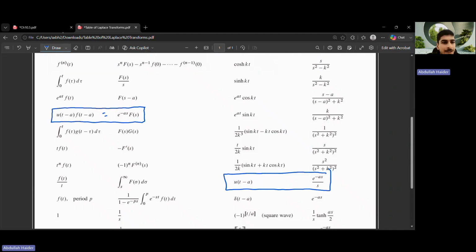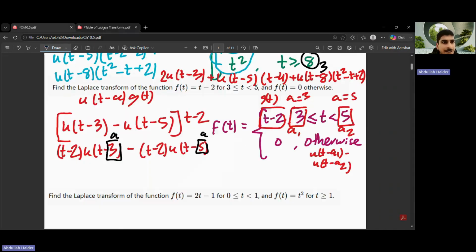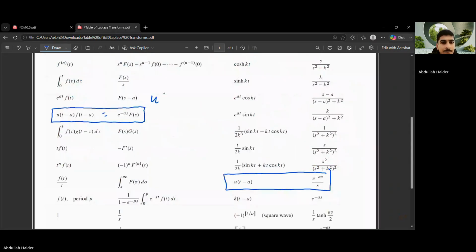But you might realize that here it's like u(t minus 3), and then your f(t). Basically, your f(t) is the function itself without the u function. So u(t minus 3), t minus 2. So you tell me that this a is different, this a is different. So we need to fix this expression.